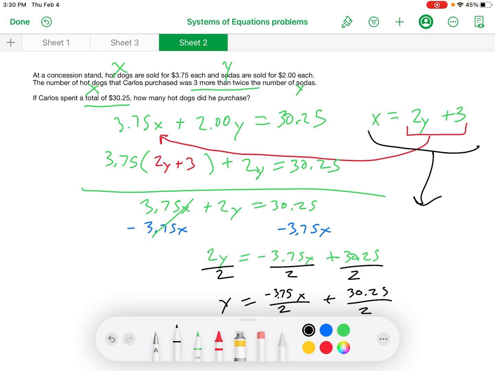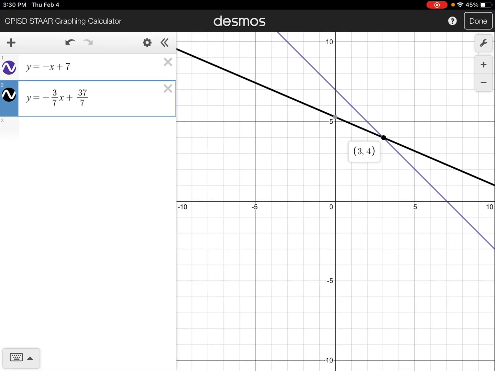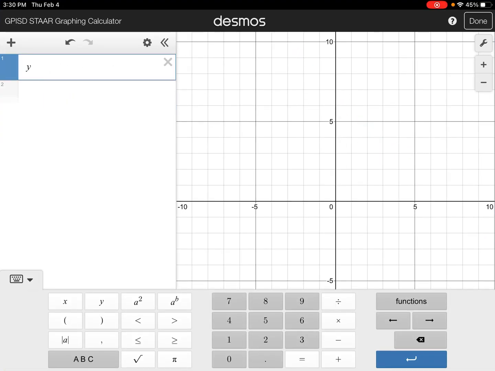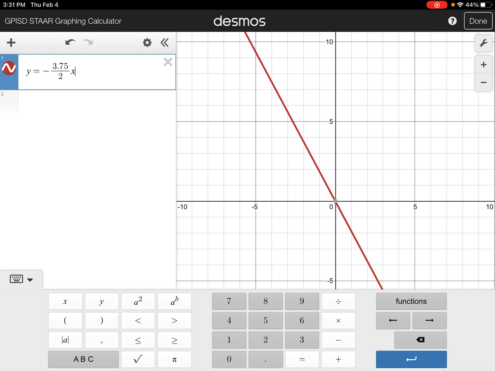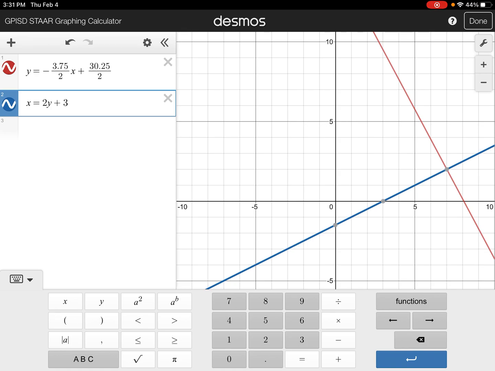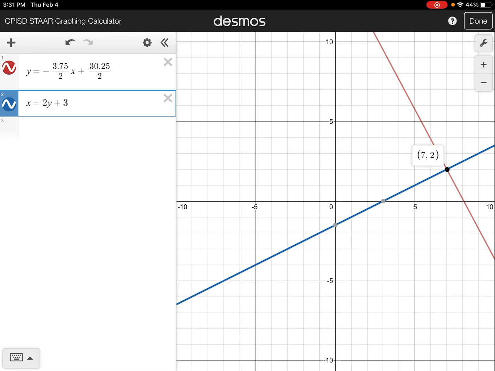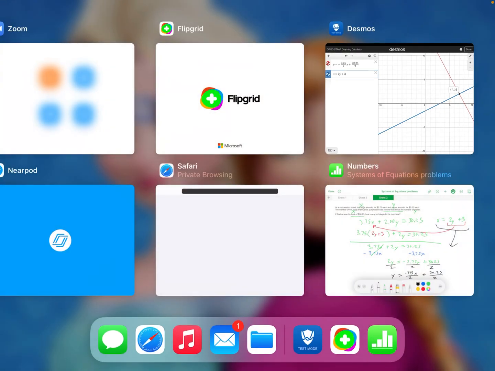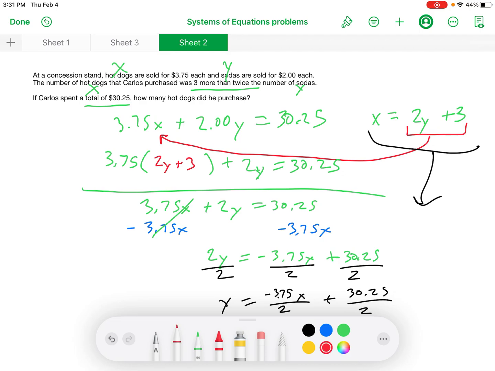And my original equation over here, I could solve that for y, but I don't actually have to. Let me show you on Desmos real quick. Let's graph that. We had y equals negative 3.75 over 2 x plus $30.25 over 2. And we had our other equation, which was x equals 2y plus 3. Because it's solved for one variable already, it will graph it without us having to change it into slope-intercept form. There's my intersection, 7, 2. So we know that our solution is going to be 7, 2.